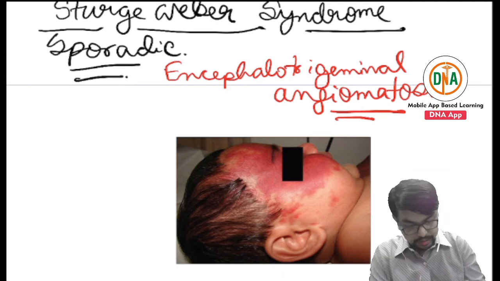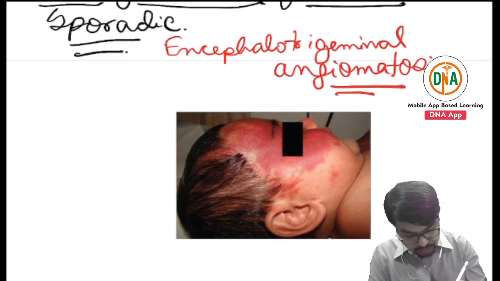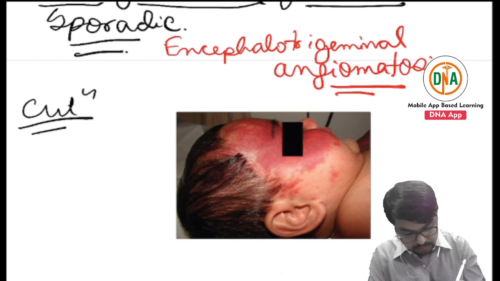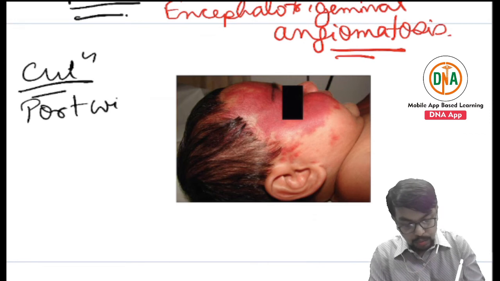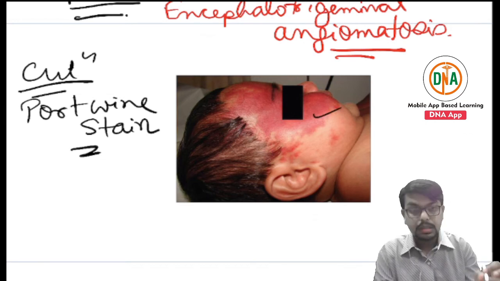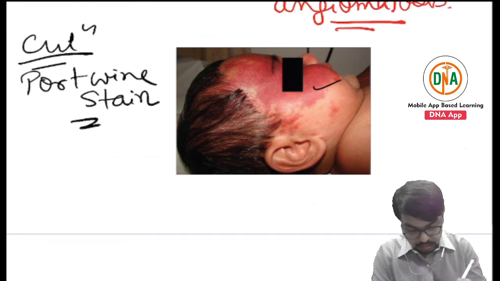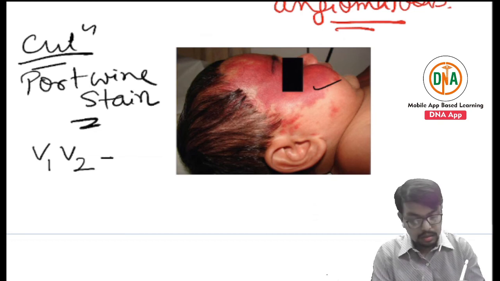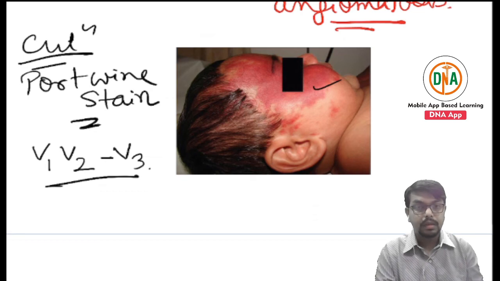What you will expect here, the cutaneous feature here is port wine stain present at birth. See, this is the port wine stain, and it involves the ophthalmic, maxillary, sometimes mandibular division also.